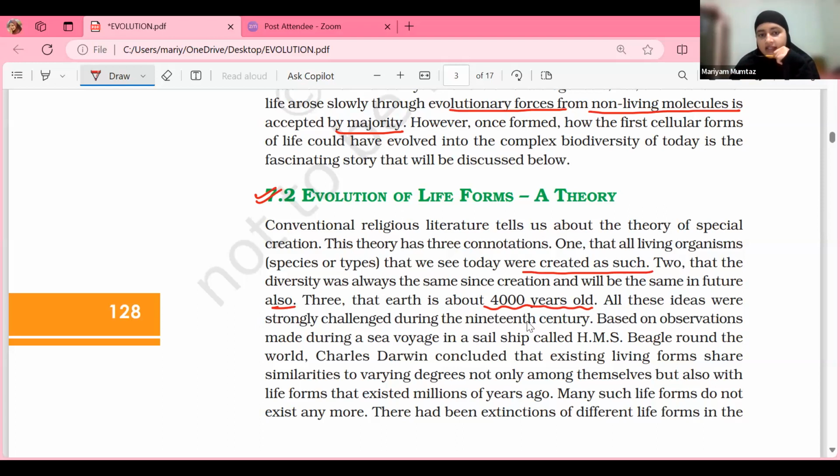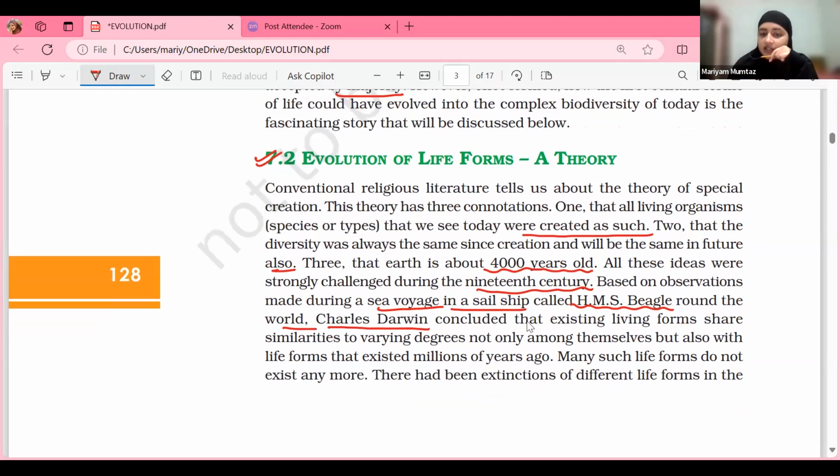Now, all these ideas were strongly challenged during the 19th century based on the observations that were made during a sea voyage in a sail ship which is known as HMS Beagle round the world by whom? So Charles Darwin. Charles Darwin is the one who took this voyage. And he concluded that the existing life forms share similarities to varying degrees not only amongst themselves but also with the life forms that existed millions of years ago.